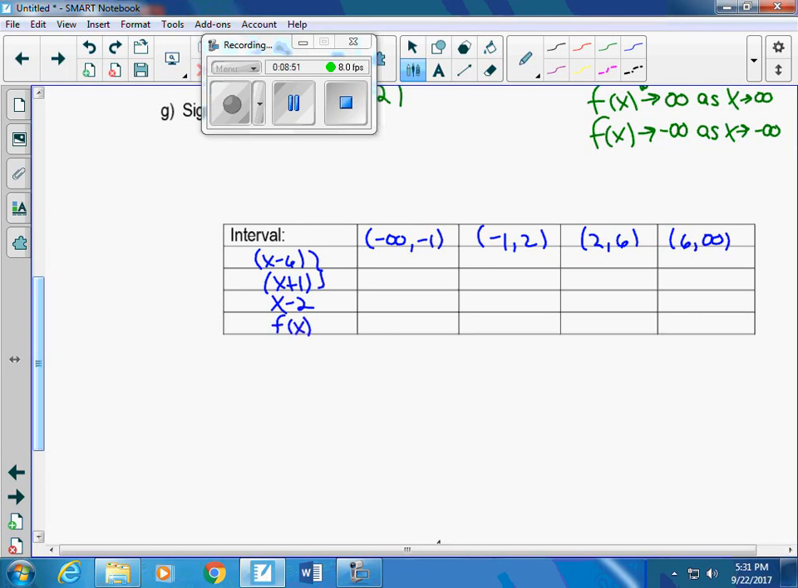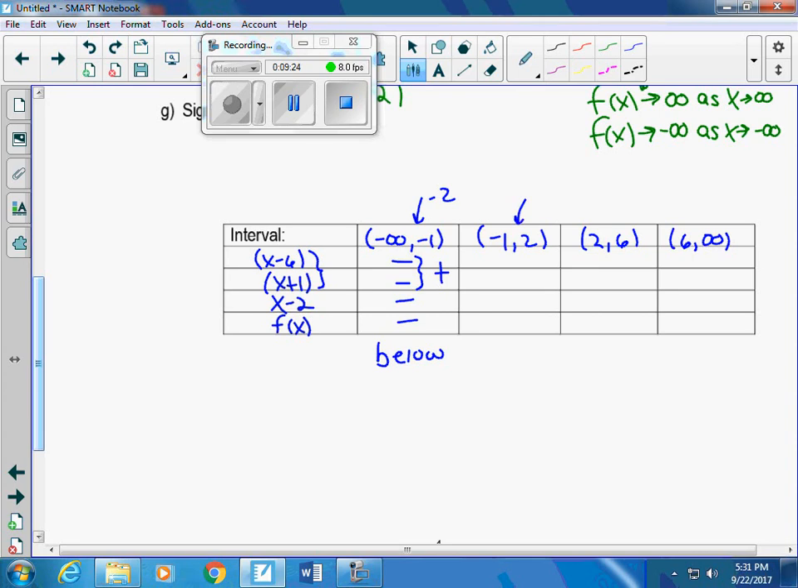Okay? So for starters, I'm going to check negative 2. If I put in negative 2 and subtract 6, I'm going to get something negative. If I put it in with x plus 1, I'm going to get something negative. But remember, those two multiply together in your numerator to make a plus. If I put it into x minus 2, I get another negative. That's a positive over a negative, which is a negative. The first, going left to right, should be below 0, below the x-axis.